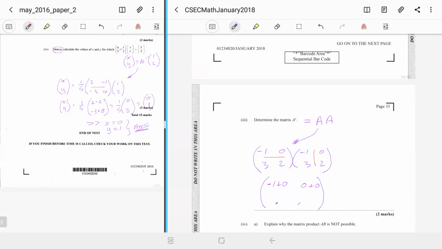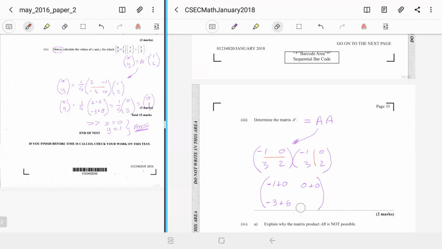Then this element now right here: second row, first column. Multiply them. First element by first element, second element by second element. So it's 3 times minus 1 and 2 times 3. 3 times minus 1 is minus 3. 2 times 3 is 6.